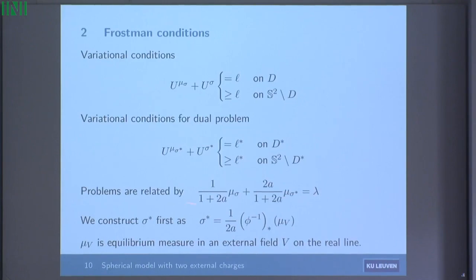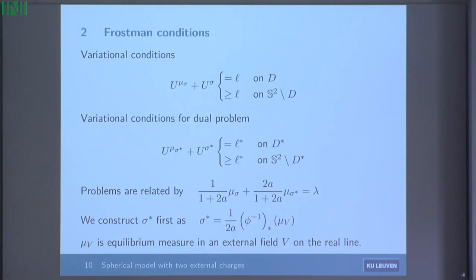So what are we going to do? We're going to construct mu sigma basically by giving a formula for the droplet, which is this ellipse that I showed you. We're going to construct sigma star and then verify that all these inequalities are satisfied, and that's a proof. But we're going to do it with calculations that we will do in the complex plane.